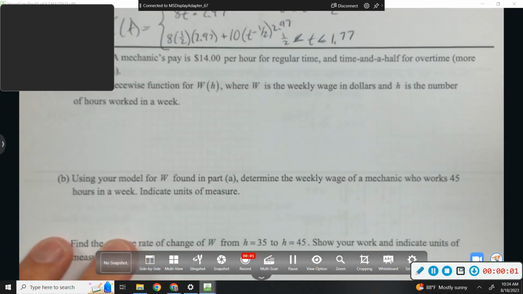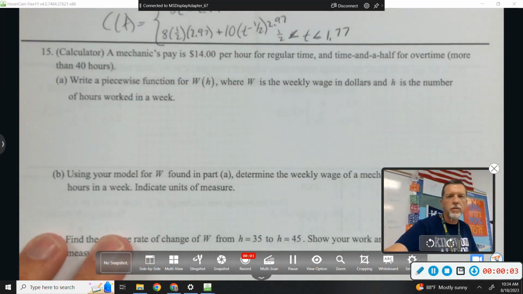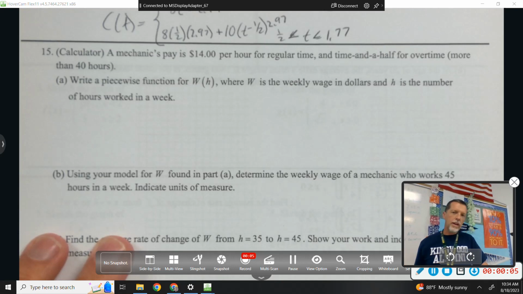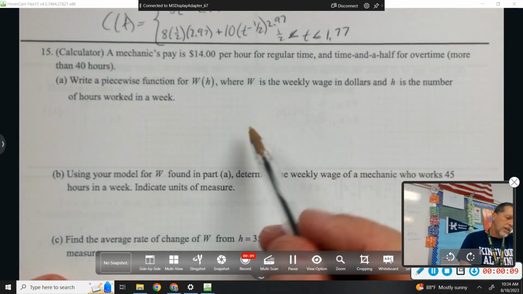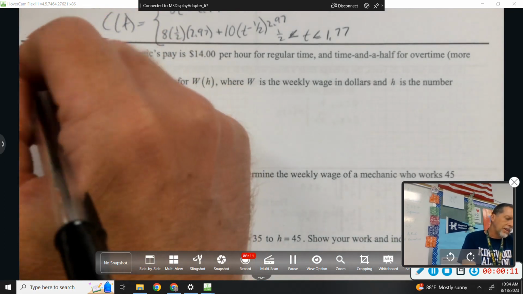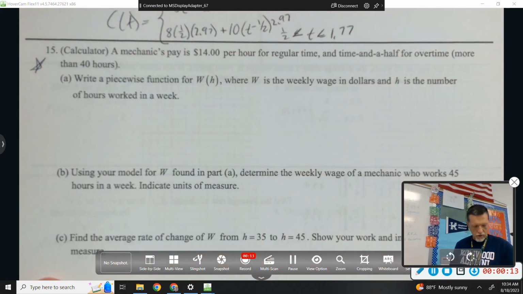Mechanics pay. A mechanic's pay is $14 per hour for regular time, time and a half for overtime, more than 40 hours. This is like a classic piecewise function problem. Write a piecewise function where W is the wage and H is the number of hours.